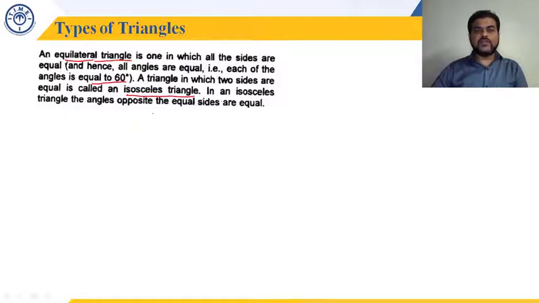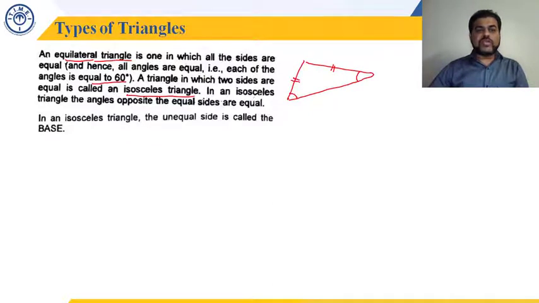An isosceles triangle is a triangle in which 2 sides are equal and the angles opposite to the equal sides are also equal. So for example, suppose we have this triangle and it is isosceles, and let us say these 2 sides are equal. That means these 2 angles will be equal. So the angles opposite to equal sides are equal, and we can say vice versa also. The sides opposite to the equal angles are equal. So we have 2 sides equal and 2 opposite angles equal.